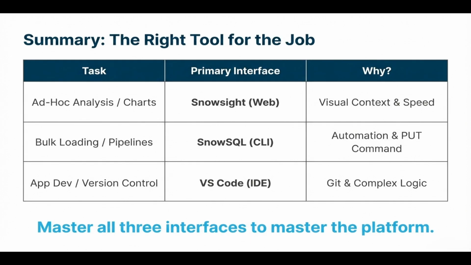Let's wrap up this topic with a quick summary. For ad hoc analysis and visual insights, Snowsight is the best choice. For bulk loading, automation, and pipelines, SnowSQL is the right tool. And for application development and version control, VS Code with the Snowflake extension gives the maximum flexibility. Remember this for the SnowPro Core exam: the right interface depends on the job, not the other way around. Master all three and you master Snowflake.